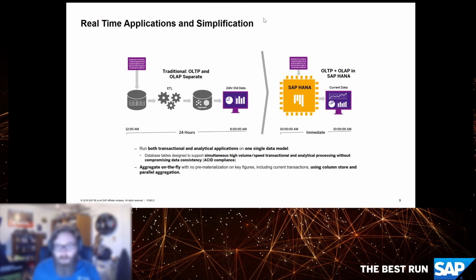In the HANA world, we can do that kind of aggregation on the fly without making a copy of the data. So your ERP system, that is your transactional system, you can do your analytic processing directly on top of it as well. And you get real-time look at the data. We're not having to transform it and store that transformation. We're not having to wait for those jobs to run at night. We're seeing the real data as it's changing.